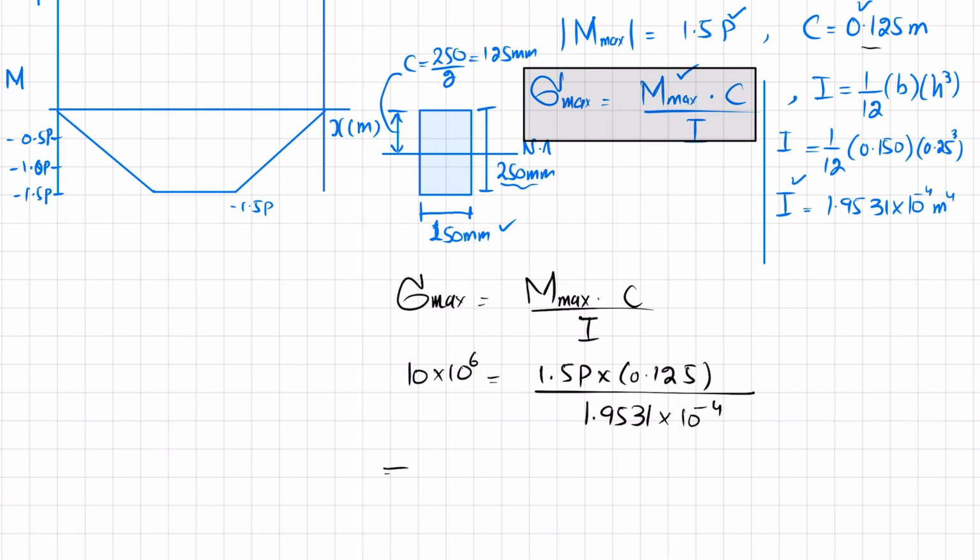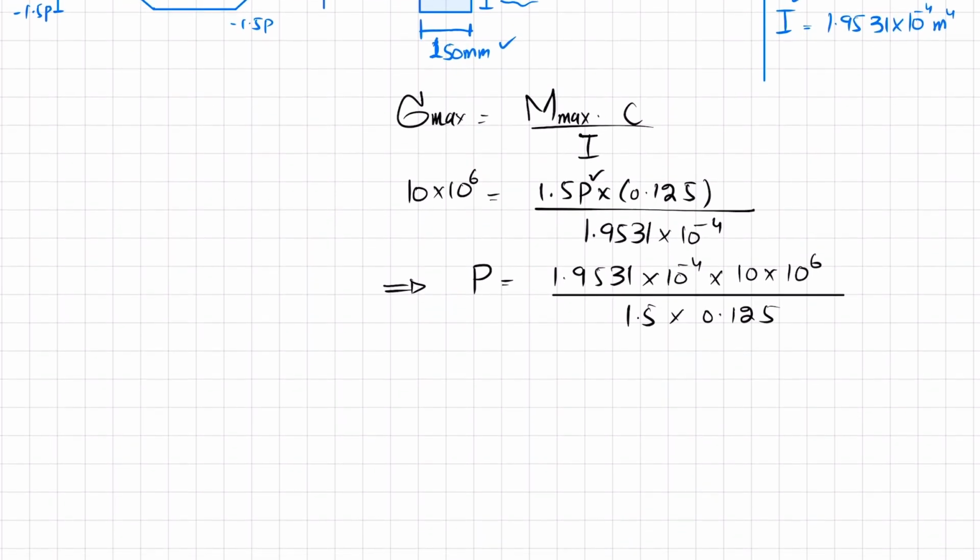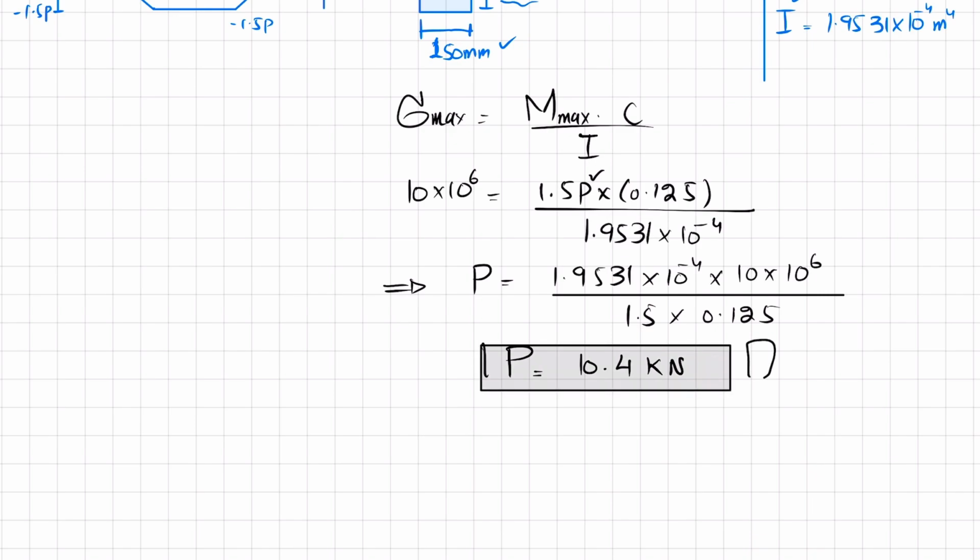You need this P, so P will be equal to 1.9531 into 10 raised to power minus 4 multiplied by 10 into 10 raised to power 6 divided by 1.5 multiplied by 0.125. So when you solve this, you will get the maximum concentrated load P comes out to be 10.4 kilonewton. So this is the answer of our problem 6.94. Now we'll move toward the second part of the problem.